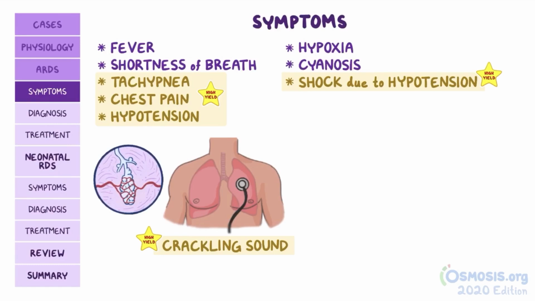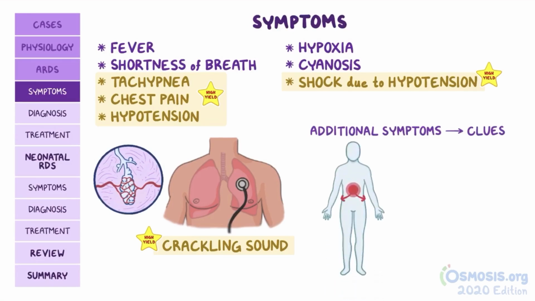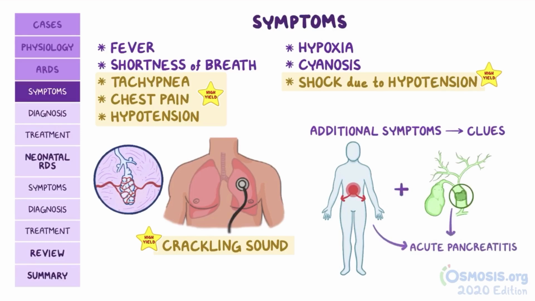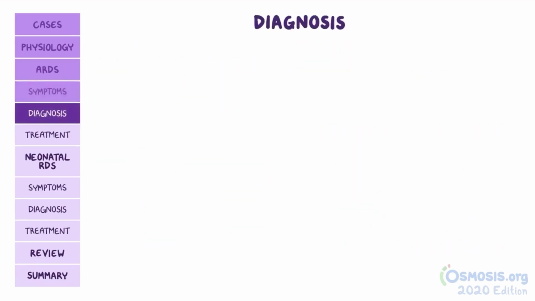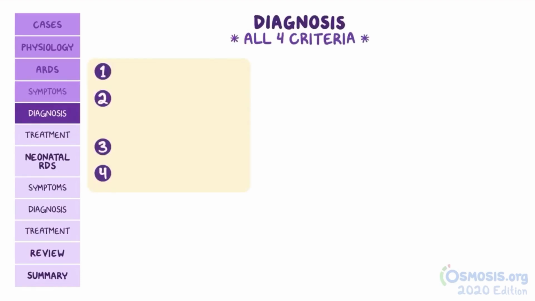Keep in mind that additional symptoms might provide clues to the underlying cause. For example, epigastric abdominal pain radiating to the back along with a history of gallstones indicate acute pancreatitis. Diagnosis of ARDS is typically made when the individual presents all of the next 4 criteria, which you should definitely remember for your exams. First, the symptoms have to be acute, meaning an onset of 1 week or less.